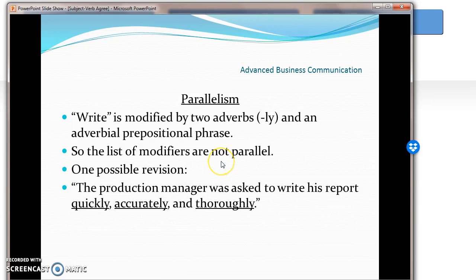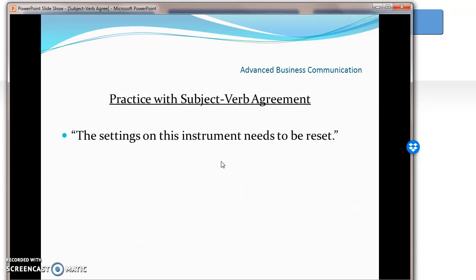Here's one possibility. The production manager was asked to write his report quickly, accurately, and thoroughly. Isn't that sort of a synonym for in a detailed manner? And you know what? It's more concise too. Bonus. Okay, let's just do some practice then with both subject-verb agreement and parallelism. How about this one? The settings on this instrument needs to be reset.